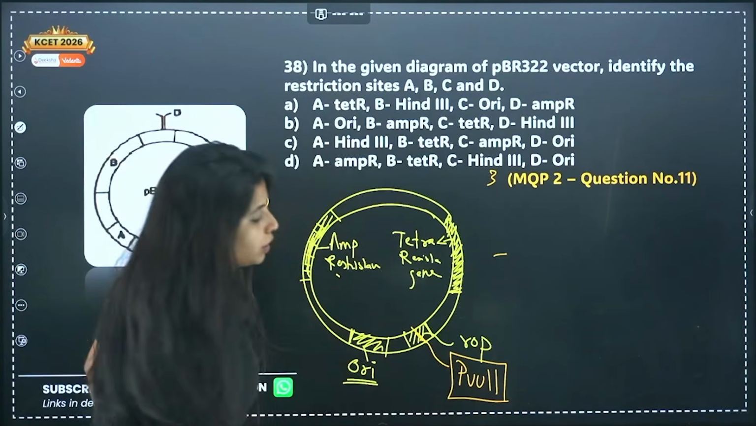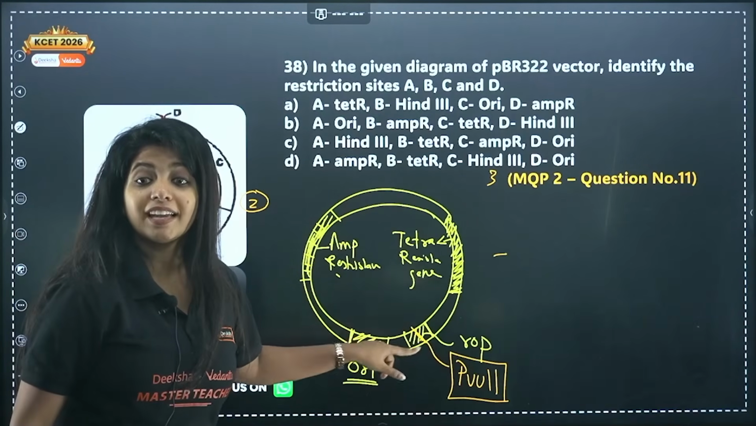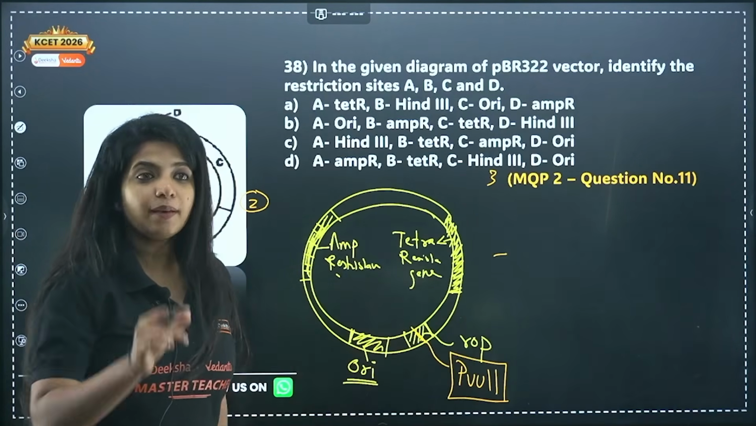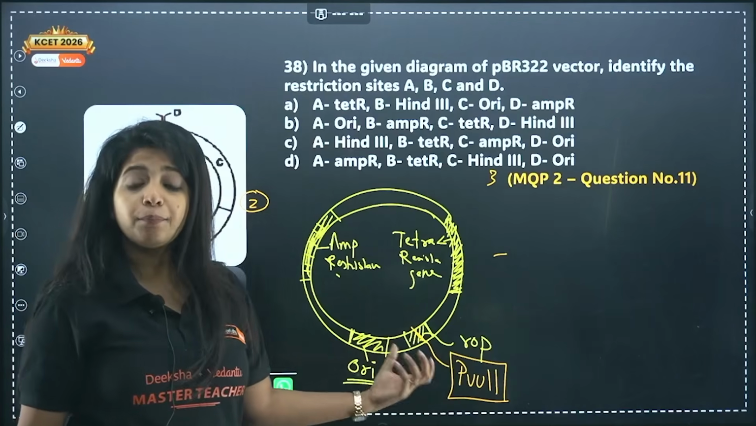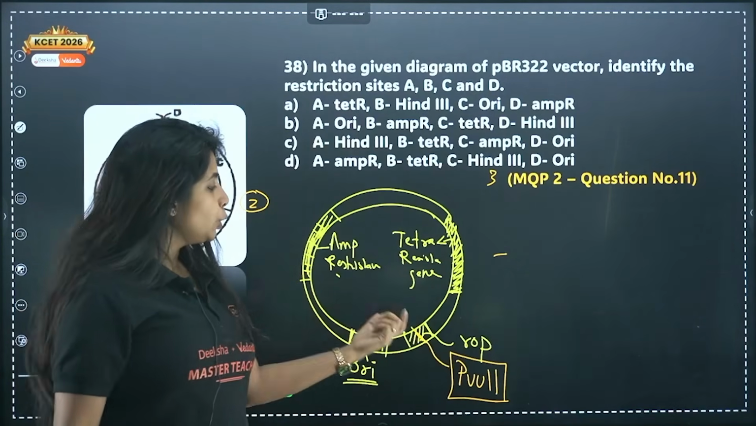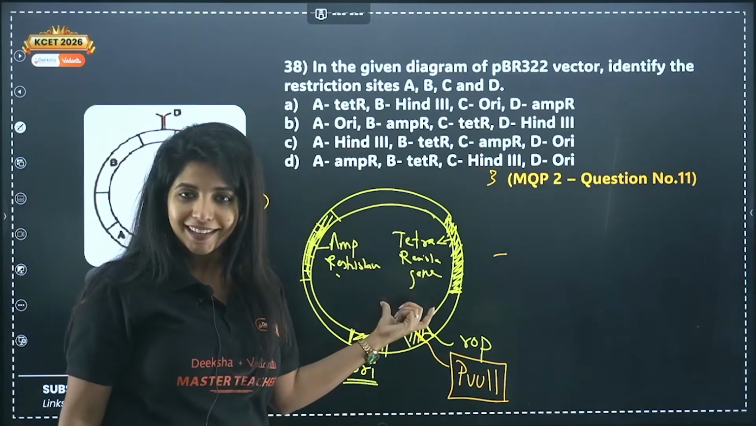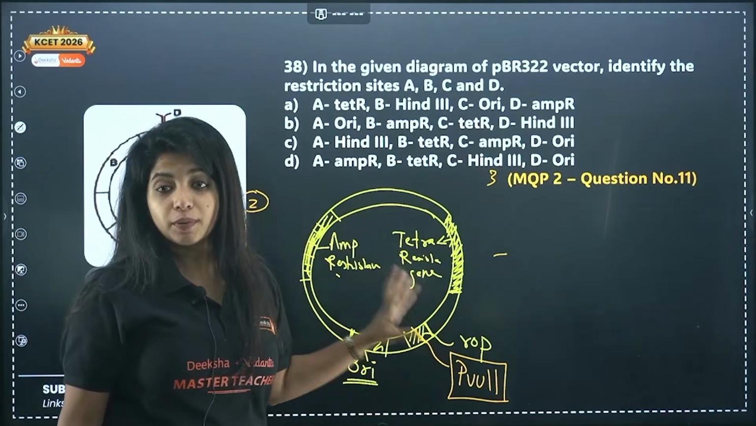PVU2. This is the restriction enzyme site. Now where is it coming? In the site of ROP. Now suppose I am using restriction enzyme PVU2 for cutting, and it makes a cut out there. Do you think it will still be able to produce this ROP protein? No, it won't. So the function is lost.